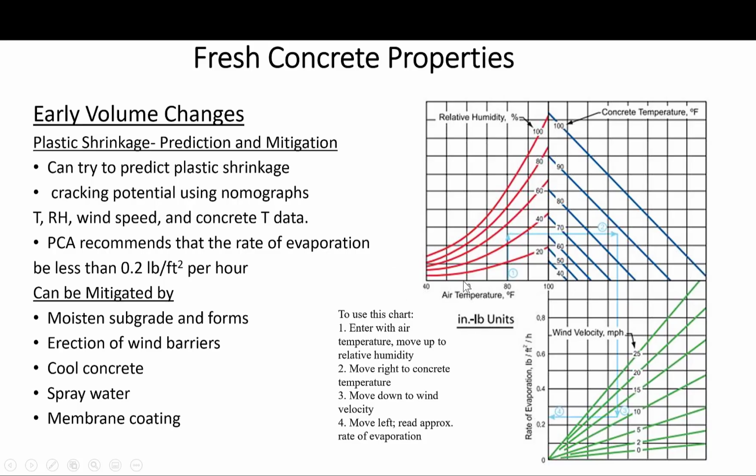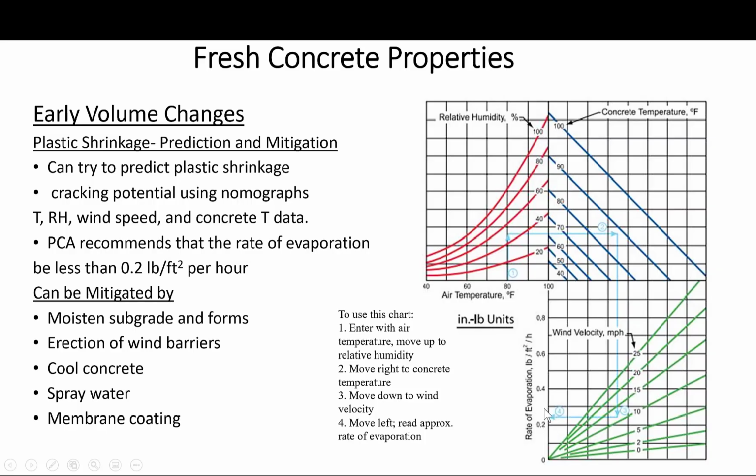And how to use this chart, basically what we do, we enter with the air temperature, and then we go to the curve of the relative humidity, and if we come between the curves, we have to interpolate. Then we move right to the curves of the concrete temperature. Again, you might have to interpolate. We hit the value here. Then we go down here to the wind velocity. Then we move left, we read the rate of evaporation, pound per foot square per hour.